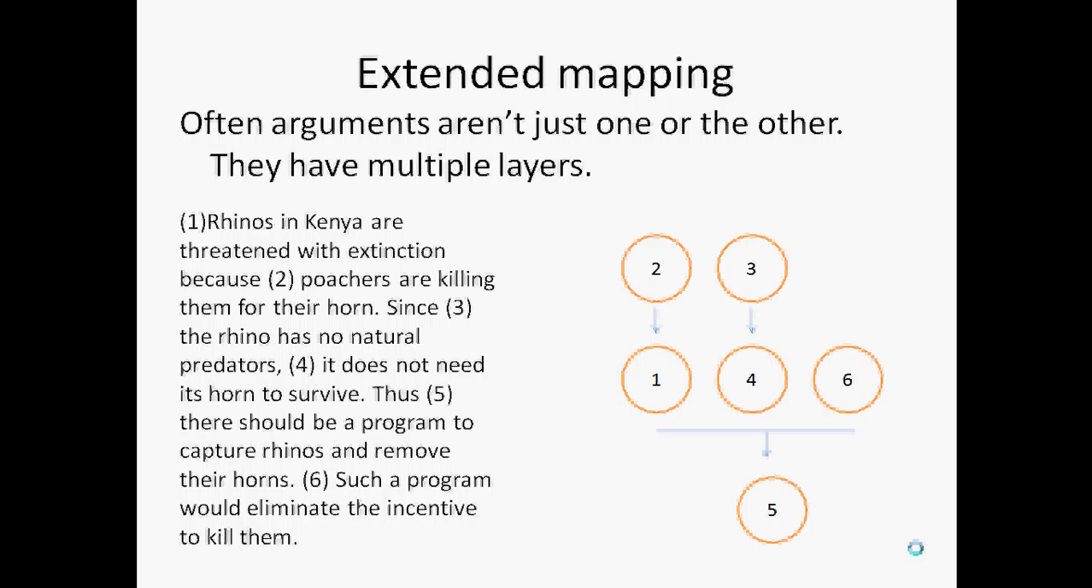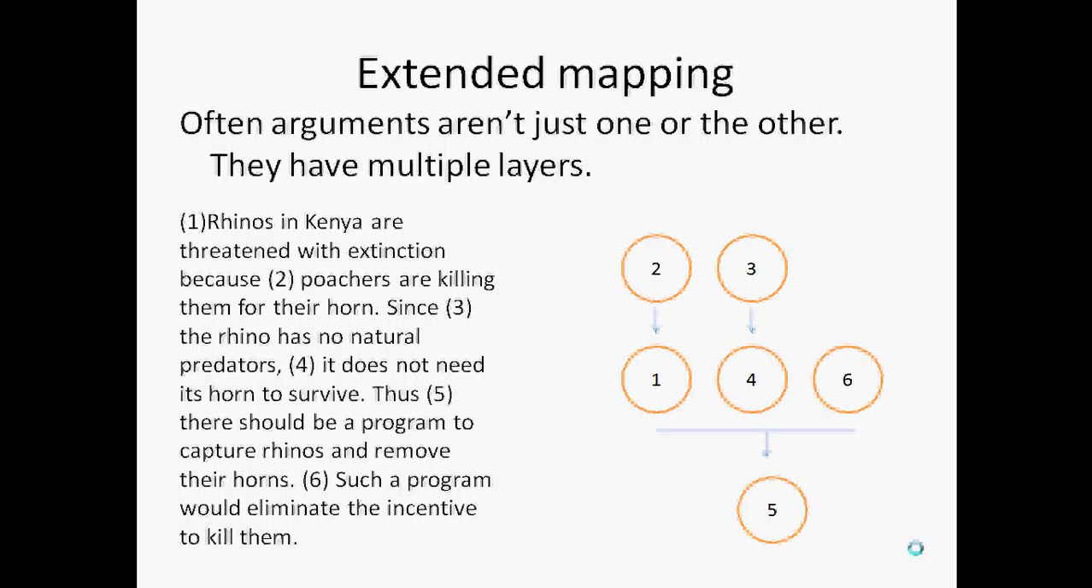Thus, as a conclusion indicator, which is why the conclusion is down there at the bottom, there should be a program to capture rhinos and remove their horns. Number 6, such a program would eliminate the incentive to kill them. No supports on that, that's just pointing also towards the conclusion. But number 1, rhinos in Kenya are threatened with extinction, number 4, it does not need its horn to survive, and number 6, such a program, removing the horns, would eliminate the incentive to kill them. All point towards we need to create that program.